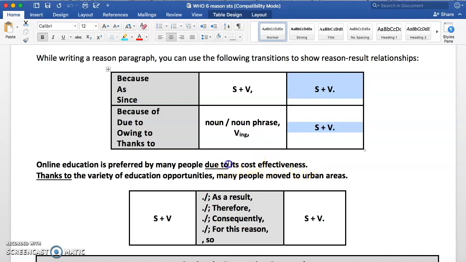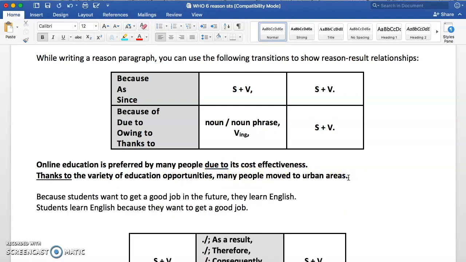So you have due to in the middle of the sentence like that, and it's possible, but please be careful, there is no comma before or after it. But if you have due to or thanks to, owing to at the beginning, look, thanks to the variety of education opportunities, comma, many people move to urban areas.